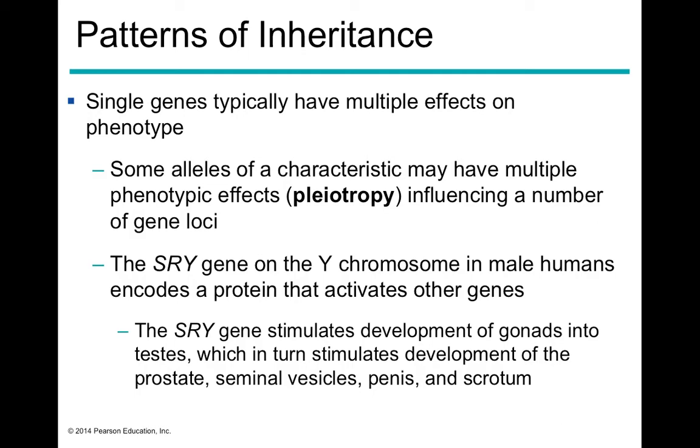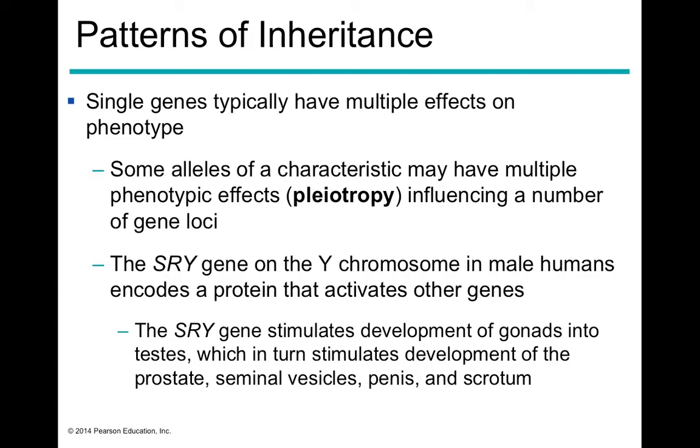Additionally, this is another rule that breaks Mendel's patterns of inheritance: single genes often have effects on multiple phenotypes. So if an allele has multiple phenotypic effects, that's called pleiotropy. Say, for example, it influences a number of different gene loci.